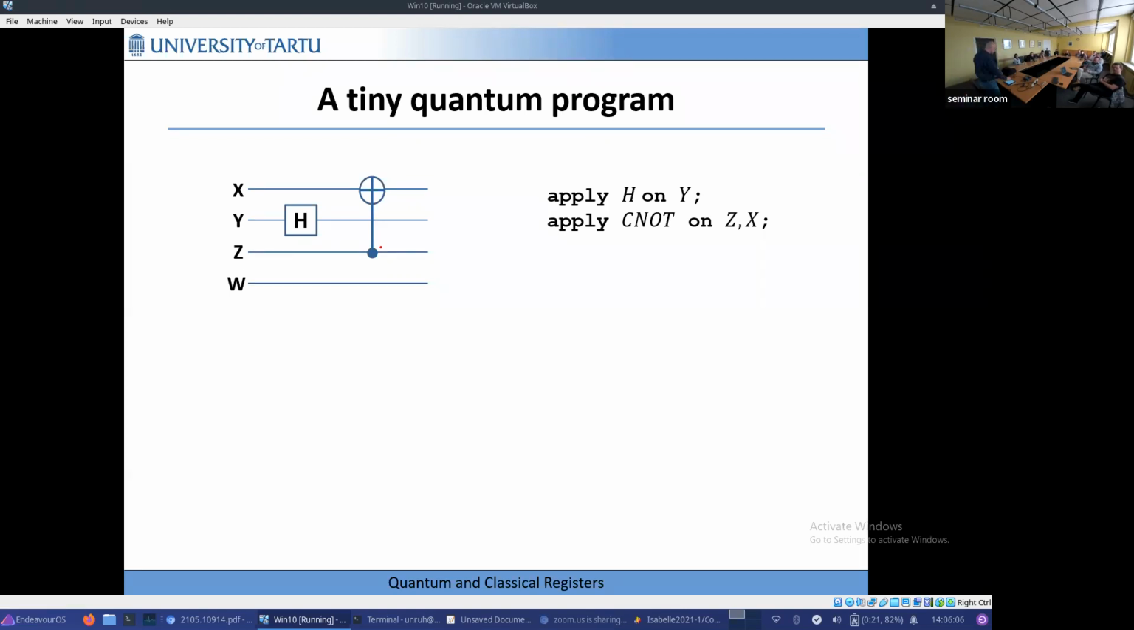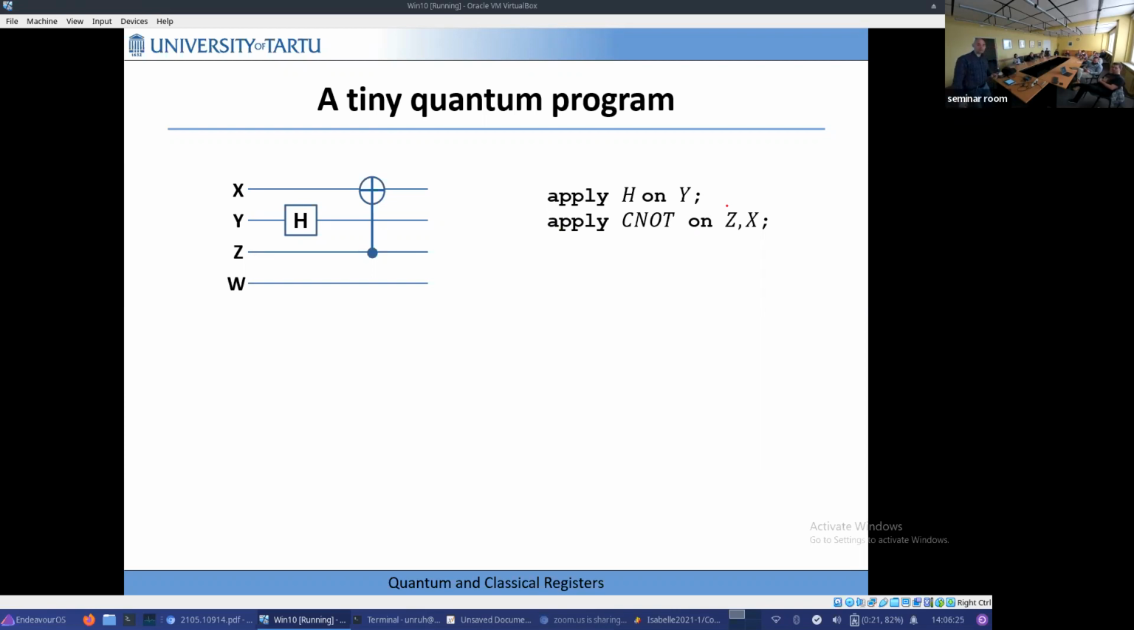I've also written it here on the side programmatically. And so we are applying H on the Y wire, and then we are applying C0 on ZX, not on XZ, because C0 is not something symmetric. So think of it as just mutable variables if you don't know quantum.